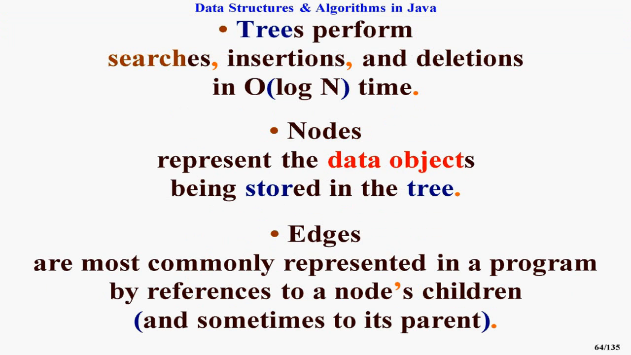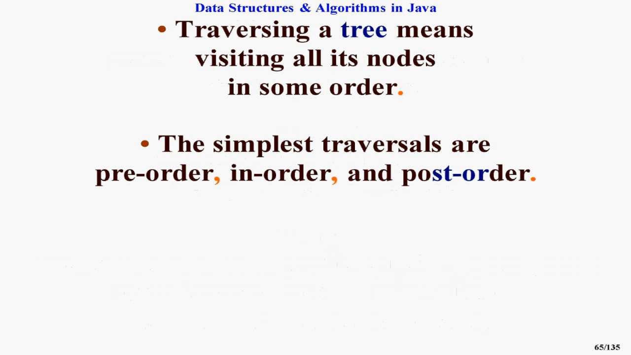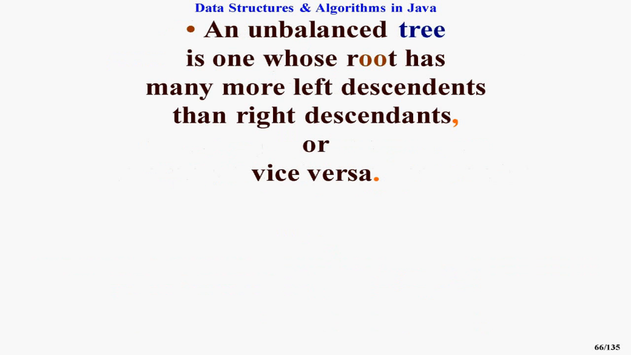Nodes represent the data objects being stored in the tree. Edges are most commonly represented in a program by references to a node's children and sometimes to its parent. Traversing a tree means visiting all its nodes in some order. The simplest traversals are pre-order, in-order, and post-order. An unbalanced tree is one whose root has many more left descendants than right descendants, or vice versa.